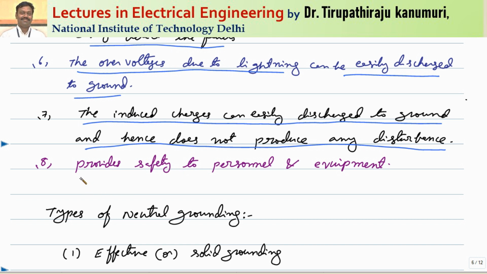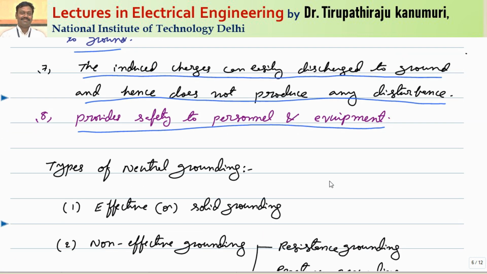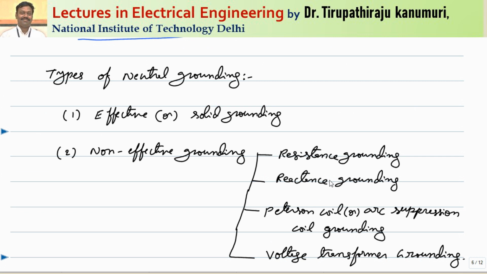That is an advantage, and it provides safety to personnel and the equipment, because the voltages do not rise to extremely high values. So there is safety for the personnel and the equipment. Those are the advantages. Now what are the different types of neutral groundings that are possible?